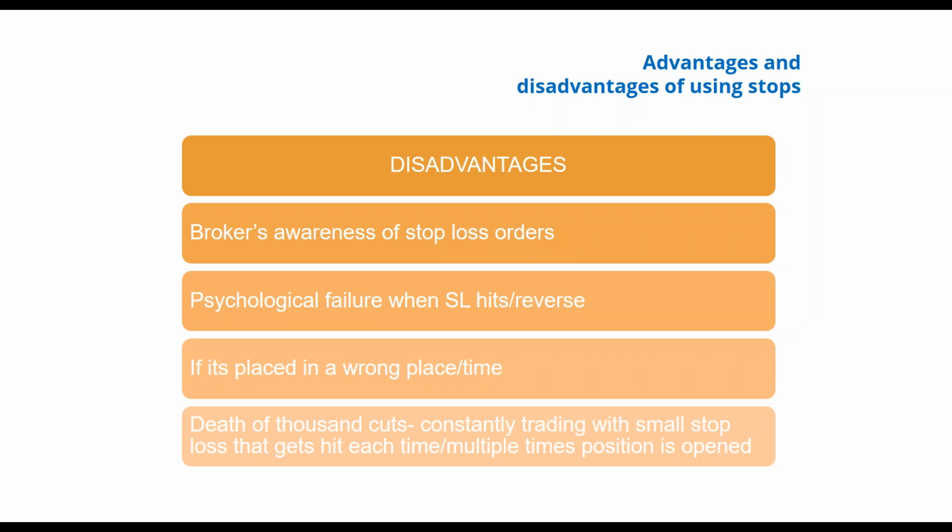Psychological failure when the stop loss hits and price then reverses also has a very big impact on your psychology, because you can say, okay, if I had let this trade run, I would have made profits. No, it's not good thinking. You should not think like that, because who knows, maybe if you had let your trade go with a big drawdown, you would have lost everything in a couple of days, or in a couple of hours, or in a couple of weeks. Who knows, guys?